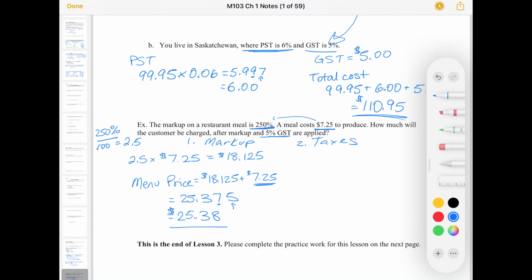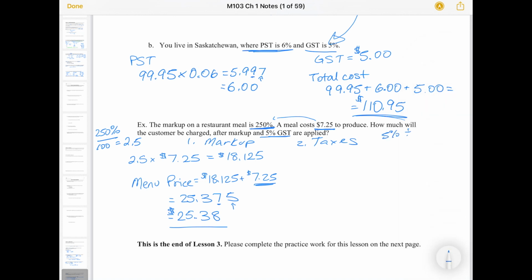So I just have a 5% GST. So I need to do my 5% divided by 100, 0.05. So I have 0.05 times this price, my menu price, 25.38. Now, I don't expect you to do this in your head. Use your calculator. That's just fine. That's what it's here for. Right, so I've got $1.269.